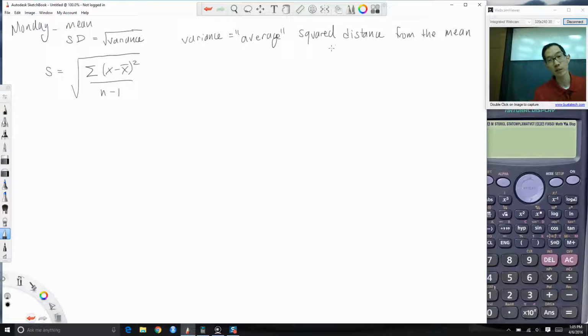And if you just think of the squared distance from the mean, every x minus x bar is the distance from the mean. And then when you square it, you get the squared distance from the mean, okay? And then the term average just comes in when we add them up and divide by n minus 1. So we can see that this formula relates directly to this concept of average squared distance from the mean. And again, the key here is it is a measure of spread or dispersion.